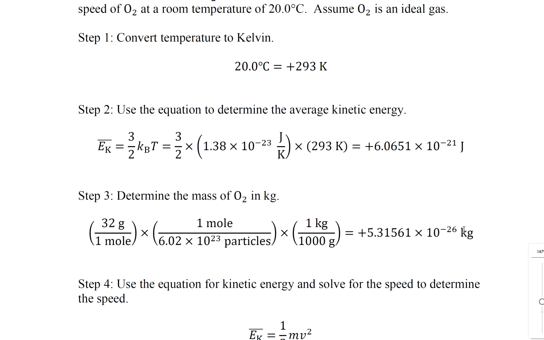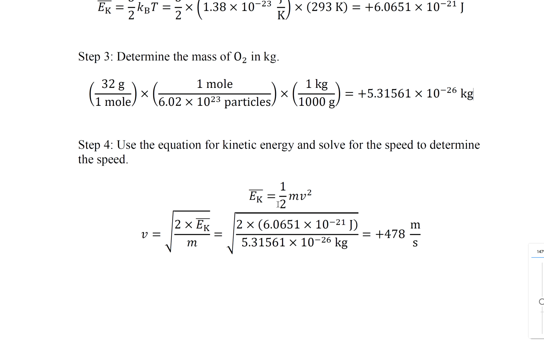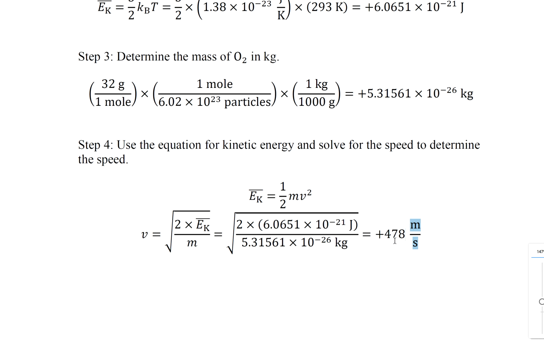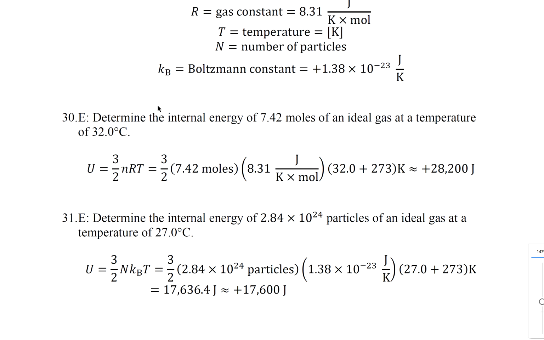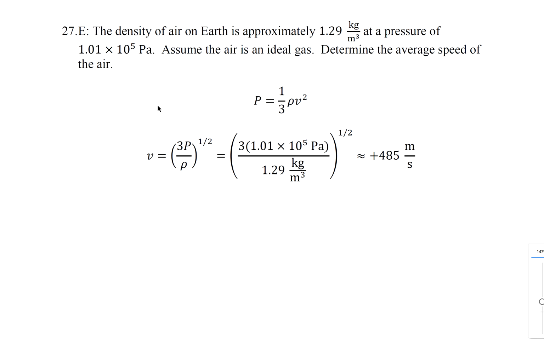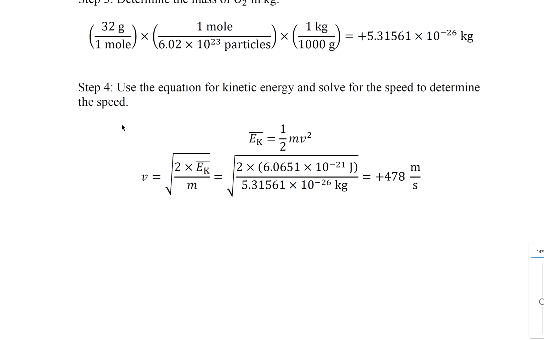Step 3, we have to find the mass of O2 in kilograms. Step 4, use this equation, 1/2 mv squared, to find the average speed. It's about 478 meters per second. Now this is good because our solution for 32 is similar to our solution for 27, which is the average speed of air. So these two numbers are very similar to each other.